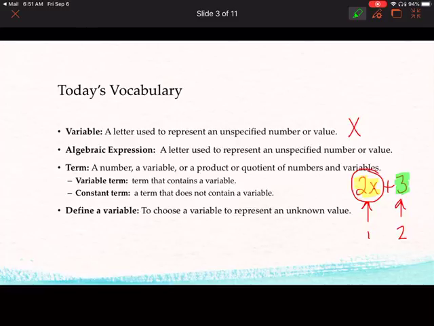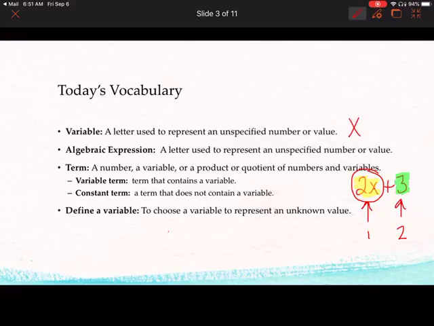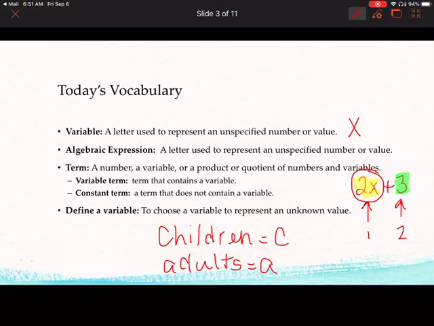So we're going to be asked to define a variable. So that means we're going to choose a variable to represent an unknown. So if we're talking about children versus adults, so we would say children, we could represent this by C. Adults, we could represent by A. So that's all that means, is we're defining it ourselves.